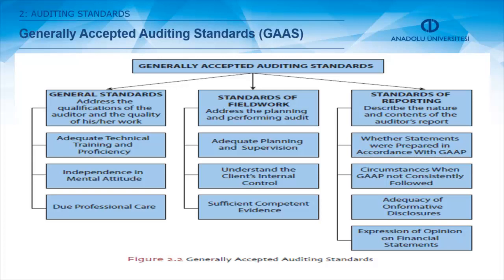General standards, there are only three of them. The first one addresses the qualification of the auditor and the quality of his or her work: adequate technical training and proficiency, independence in mental attitude, and due professional care. These are the three of them. I mean, the general standards address the qualification of the auditor and the quality of his or her work. The first one is adequate technical training and proficiency. The second one is independence in mental attitude, and the third one is due professional care.